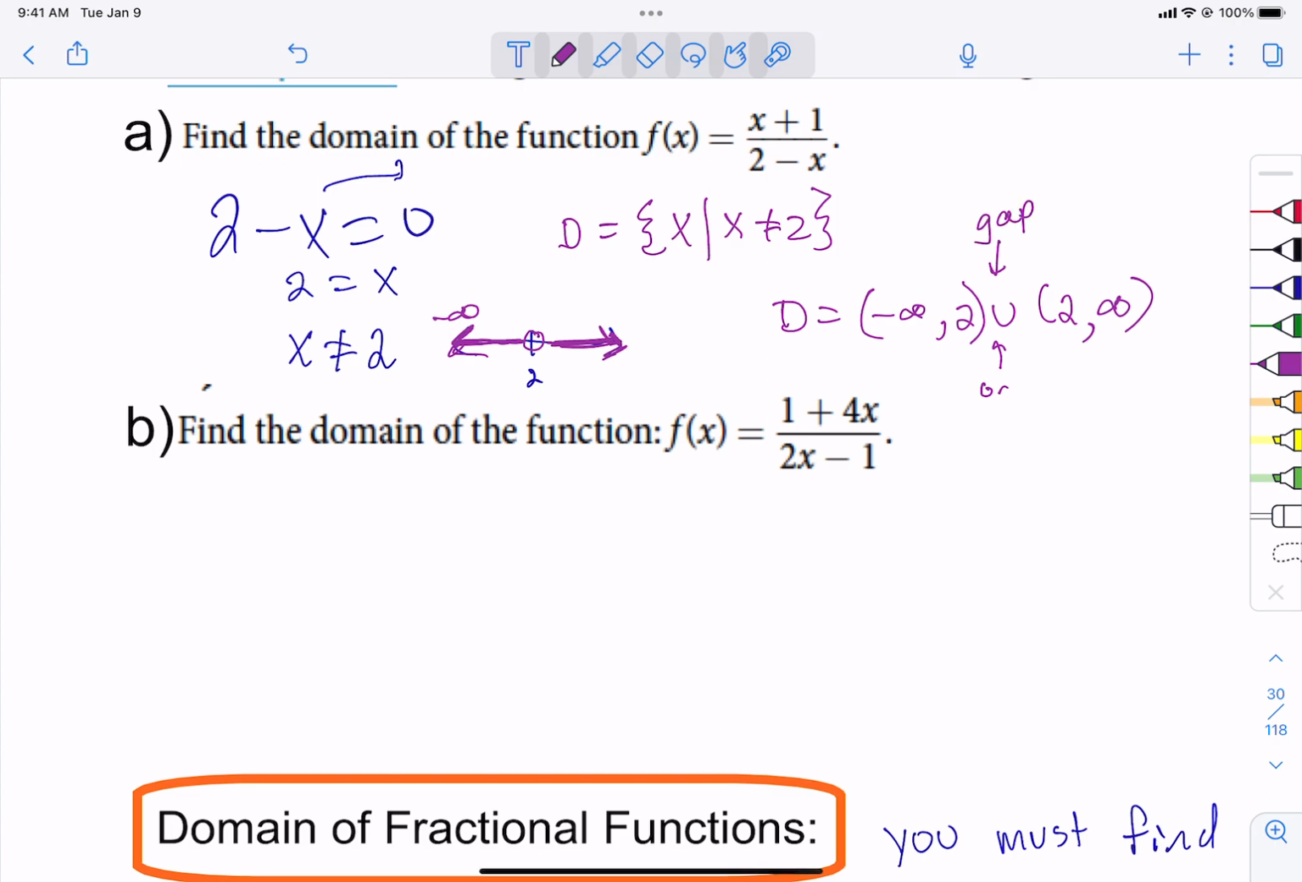This little section here kind of shows up where there's a gap. That gap could be a hole. That gap could be an asymptote. That gap could be just a section of the graph that's missing.